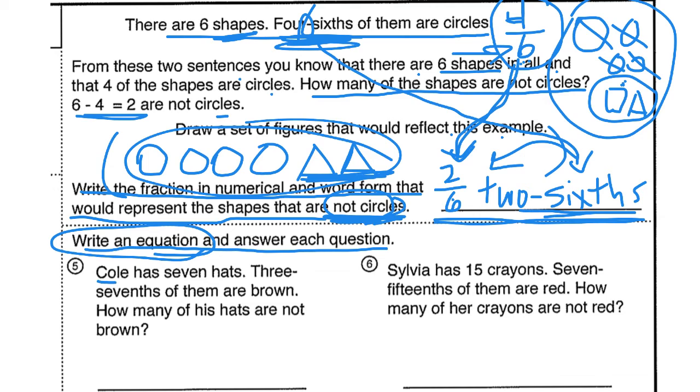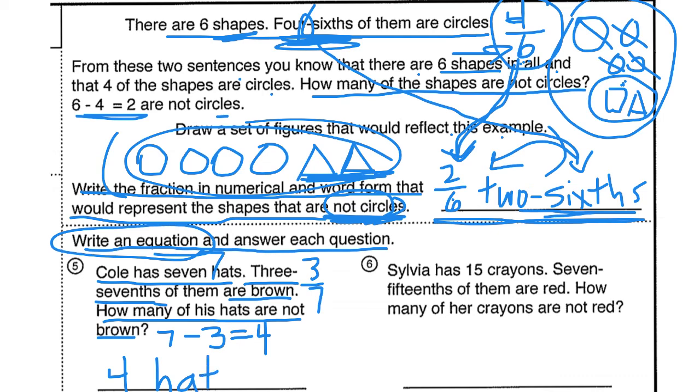Show your work. Cole has 7 hats. 3/7 of them are brown. How many of his hats are not brown? Well, if 3/7 are brown, then 7 minus 3 gives you 4 that are not brown. 3 that are brown, 4 that are not brown, 7 hats altogether. So you'd write 4 hats. All right, I didn't tell you to pause the video, so you could have just kind of done that with me. But now that you've seen that and you wrote that answer for 5, pause the video and do 6 on your own.